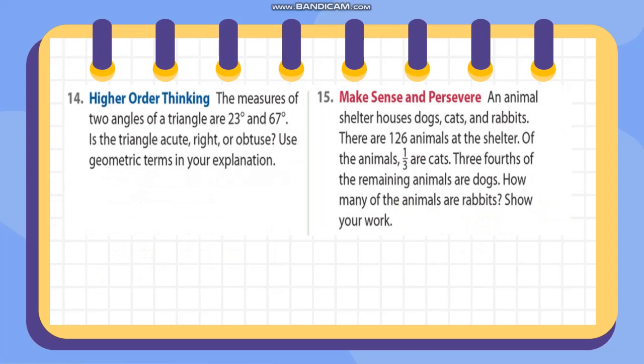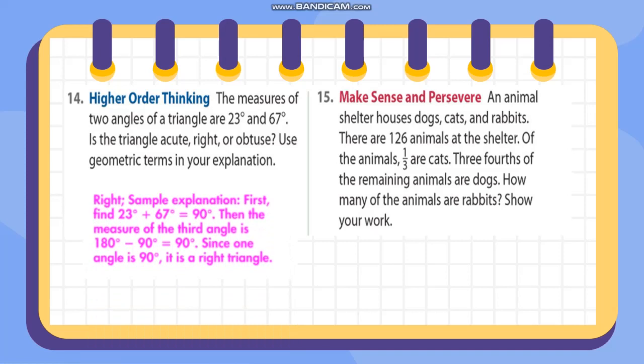Number 14. The measures of 2 angles of a triangle are 23 degrees and 67 degrees. Is the triangle acute, right, or obtuse? Use geometric terms in your explanation. Of course, obviously, the answer is right. Why? Because when we add 23 degrees plus 67 degrees, the total is 90.